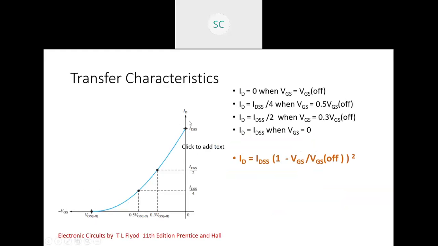The transfer characteristic is a plot between the input voltage and output current. Here you can see that ID is equal to 0 when VGS is equal to VGS off. ID is equal to IDSS by 4 when VGS is 0.5 volts and so on. Several situations are considered, keeping the VGS voltage at different values. From this graph it will be more clear. The overall drain current ID is equal to IDSS into (1 minus VGS by VGS off) whole squared.